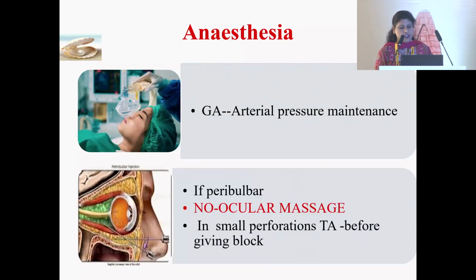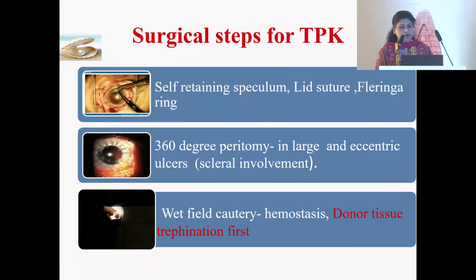If small perforations are there, first of all we should give the tissue adhesive, and then we can give the blocks. Surgical step: a self-retaining speculum can be used if there is no perforation; otherwise lid suturing will go. And a Flieringa ring is required to reduce the pressure, and scleral collapse can be avoided.